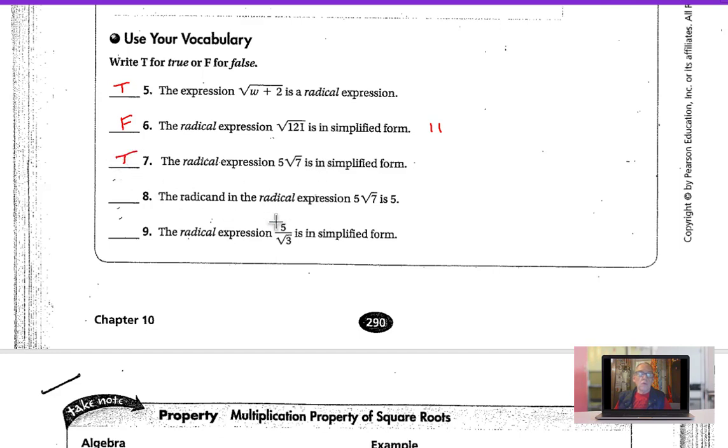The radicand in the radical expression, that's what's inside the radical. It's not 5, but it's 7. That's false. And the radical expression is in simplified form.